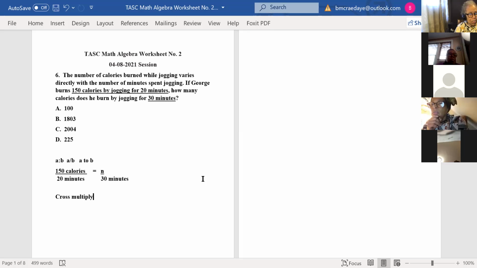Okay, Mercedes, cross multiply these numbers. What do we get? What does it look like? Cross multiply 30 times 150, 20 times 10. 4500. No, just cross multiply. We'll figure it out later.